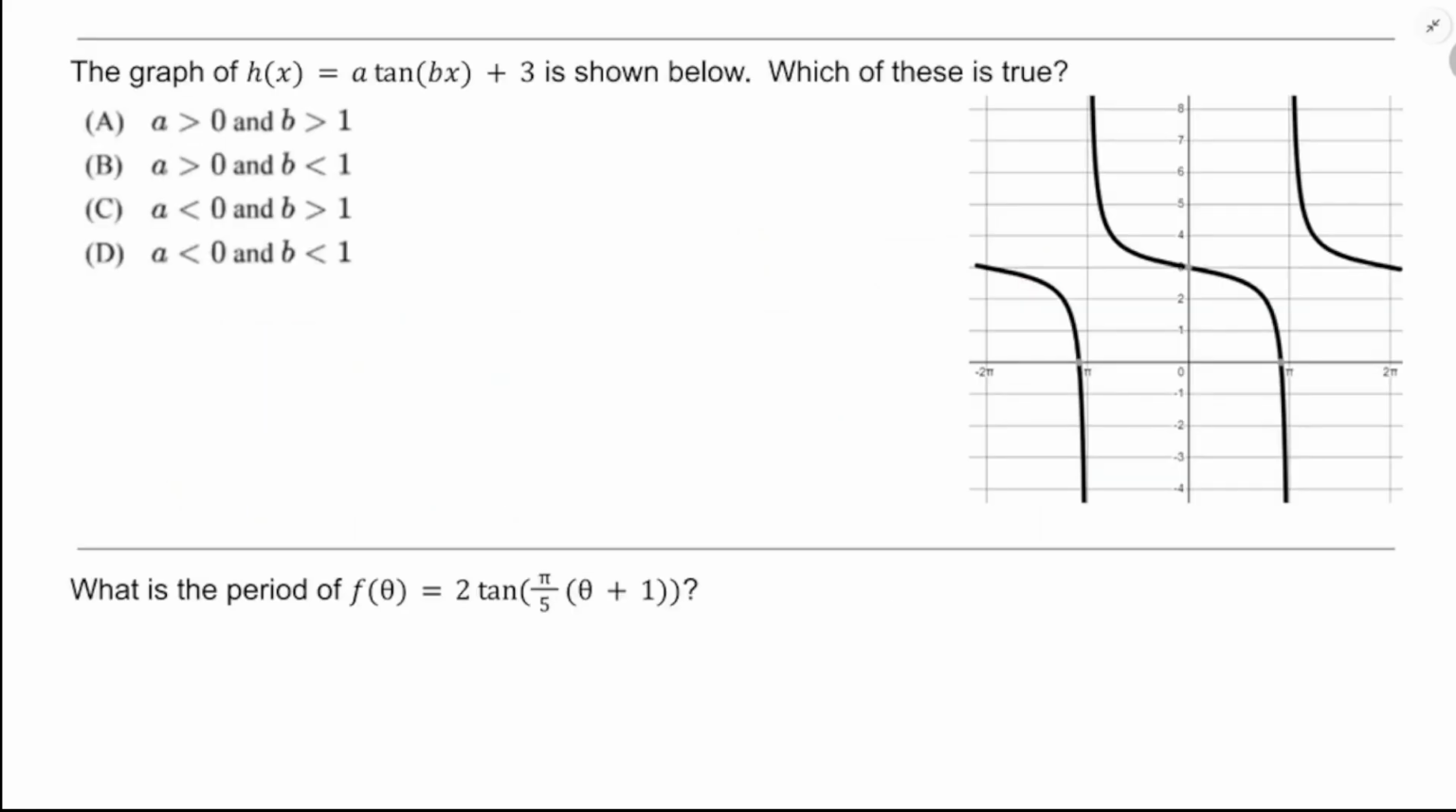Right, the next one's like, hey, here's a picture of the graph of h of x equals some function related to tangent, and which of these things is true about a and b? All right, well, the first thing I notice about this is that as I move left to right, the arms are going downhill. For regular tangent, as I move left to right, the arms are going uphill. So I know that a is negative, and so I'm going to get rid of these answer choices that have a being greater than 0.